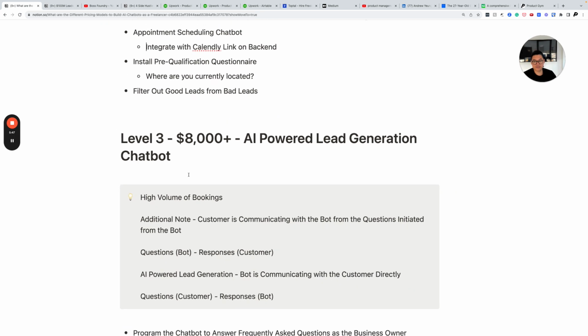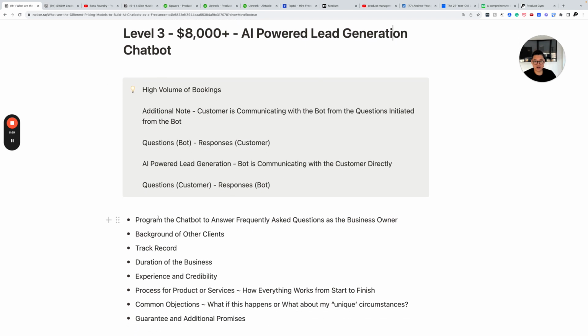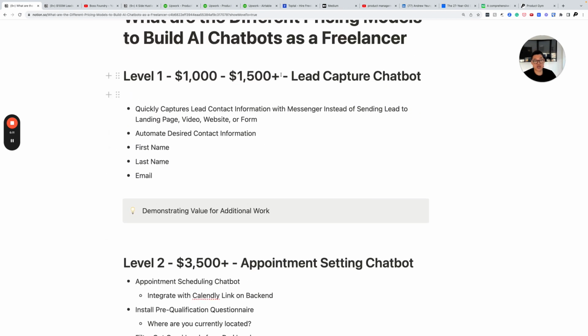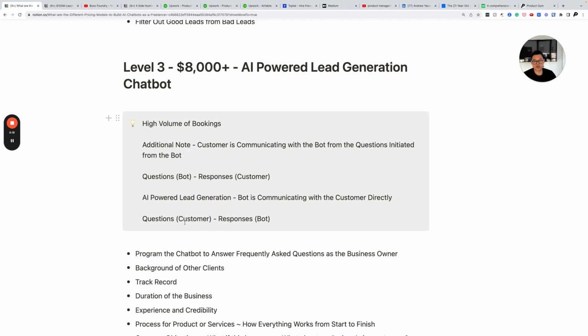Now, the next thing, level 3, I would say this actually requires a little bit more programming, which is an AI-powered lead generation chatbot. This is going to be a chatbot that answers the most frequently asked questions for a business owner, which is why you need to have your demos ready to go early. You see, up until now, with these two chatbots, the chatbot was asking the questions and the lead was giving out the answer. Right now, you have the reverse situation. You have the customer asking the questions and the bot is providing the responses.